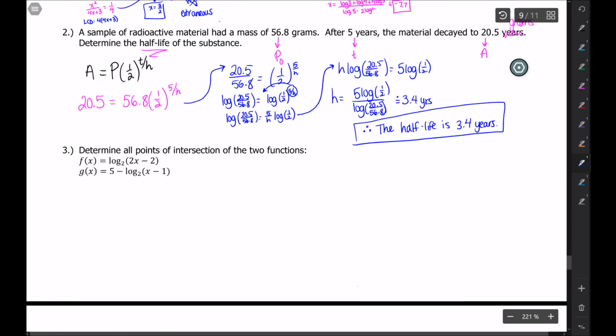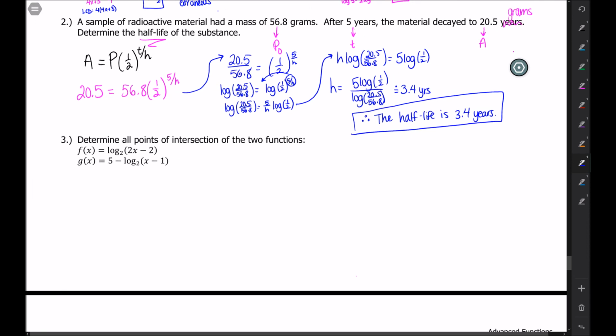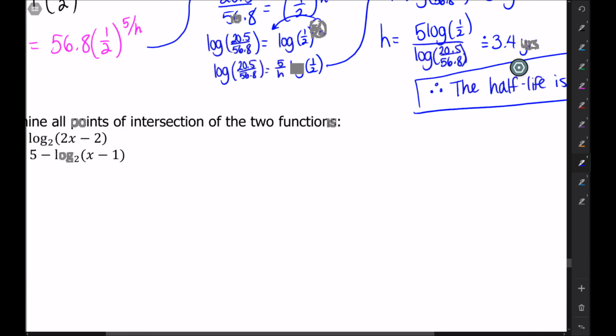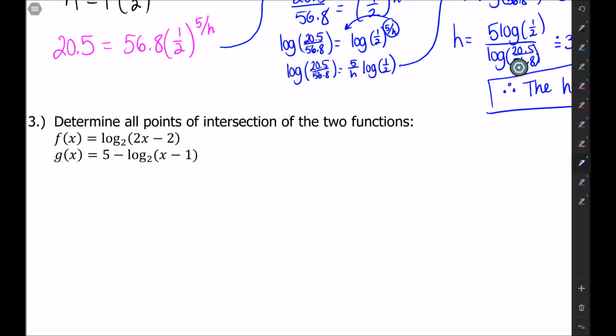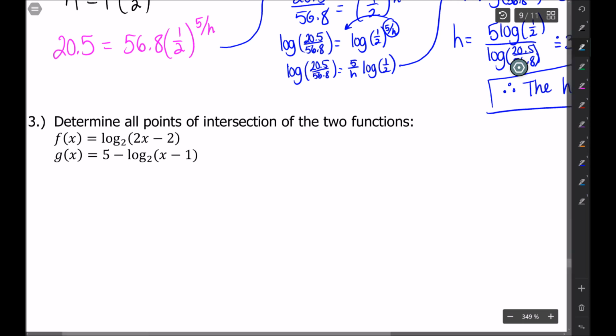All right, one more question right here. Number 3, determine all points of intersection of the two functions f of x equals log base 2 of 2x minus 2 and g of x equals log base 2 of 5 minus log base 2 of x minus 1. So the first thing I want to do is I'm actually going to rewrite this as log base 2 of 2 times x minus 1 because I see there's an x minus 1 in common right here.